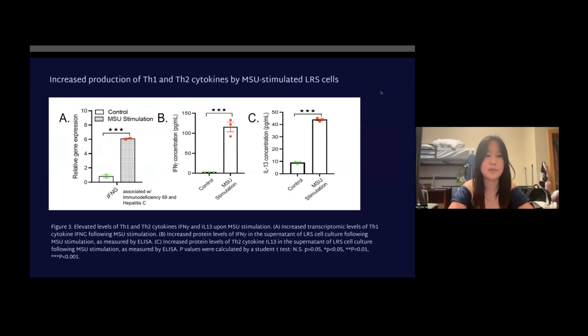This graph shows the increased production of Th1 and Th2 cytokines by MSU-stimulated LRS cells. Specifically, in graph A, we can see the increased transcriptomic levels of the Th1 cytokine IFNG following MSU stimulation, and that is associated with immunodeficiency 69 and hepatitis C. Graph B shows an increased protein level of IFN gamma in the supernatant collected, measured with ELISA. And graph C shows the increased protein levels of the Th2 cytokine IL-13 in the supernatant. These were all calculated with P less than 0.001.